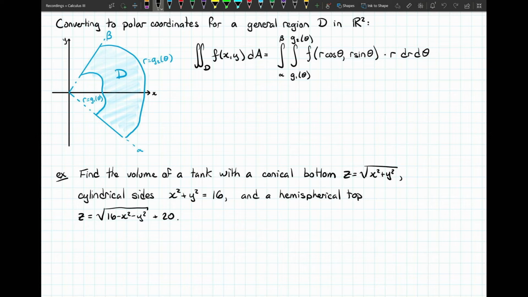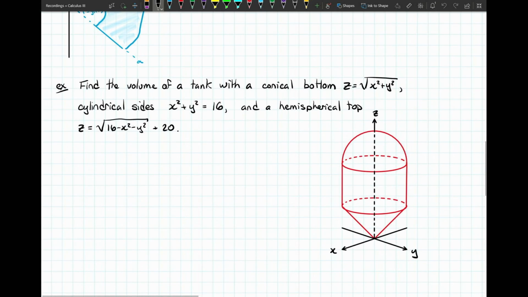A sketch of this region might be very helpful, but it might not be entirely necessary. Here you can see I've drawn a hemispherical top, a conical bottom, and we have some kind of cylindrical sides. Why don't we start off with the top of this region? That surface is the hemisphere.